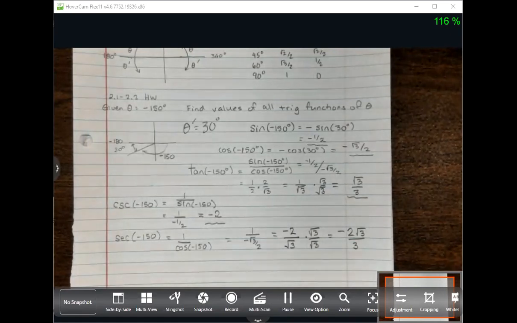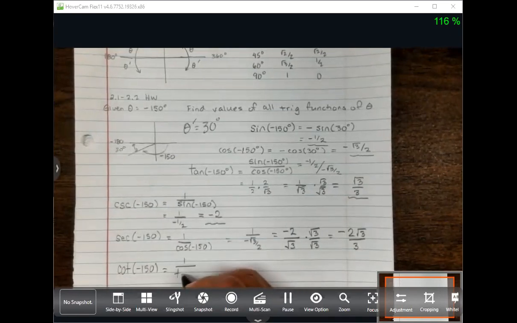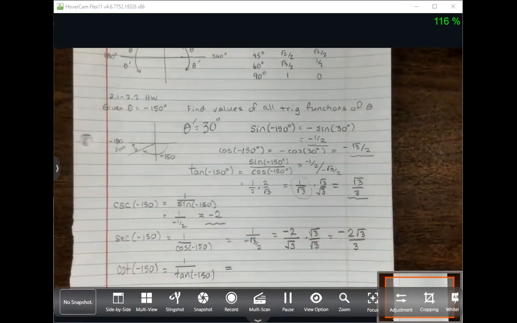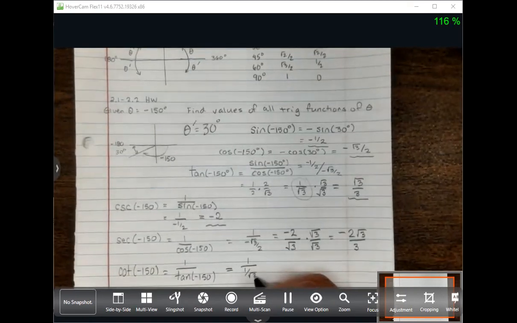And then one more is the cotangent. So we'll flip the tangent over. I'll flip it over before I rationalize it. The tangent was 1 over the square root of 3. And so you get the positive square root of 3 out of that.